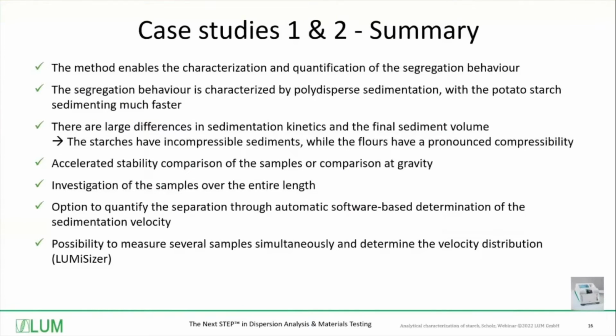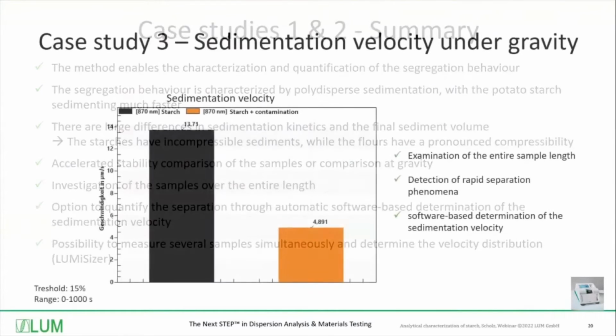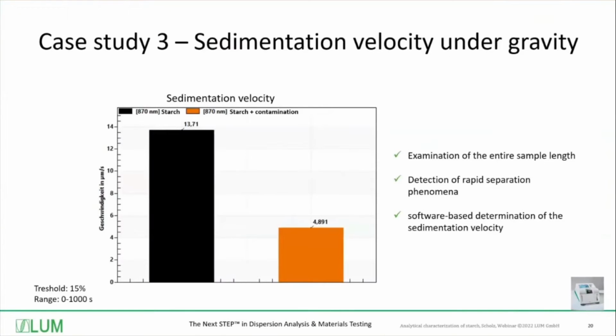In summary, the STEP technology allows to characterize and quantify the segregation behavior at gravitational and at centrifugal acceleration. This analysis made it possible to detect the separation mechanisms as quickly as possible and to examine the entire sample length. As can be seen here, the sedimentation rate of the starch with contamination was lower.